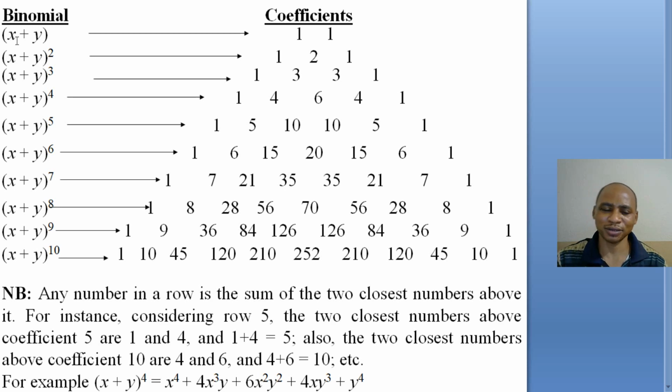If you are asked to expand and simplify x plus y raised to the power 1, you end up getting the coefficients being 1 and 1. That means you get x plus y. The coefficient of x here is 1, and the coefficient of y here is 1.